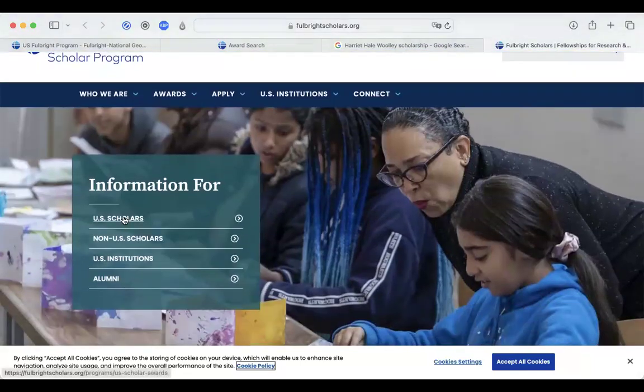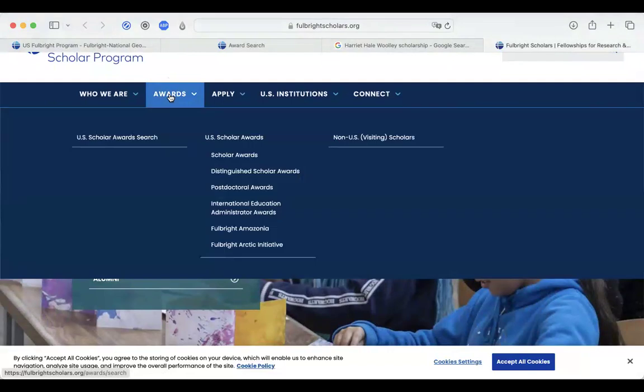You have US scholars going to other countries, non-US scholars coming to the US. You have US institutions that are hosting, and then alumni who are participating and supporting. So I was one of the US scholars going to another country. Now I'm one of the alumni. That's one of the reasons I teach these workshops, because part of what I do is I promote the Fulbright program.